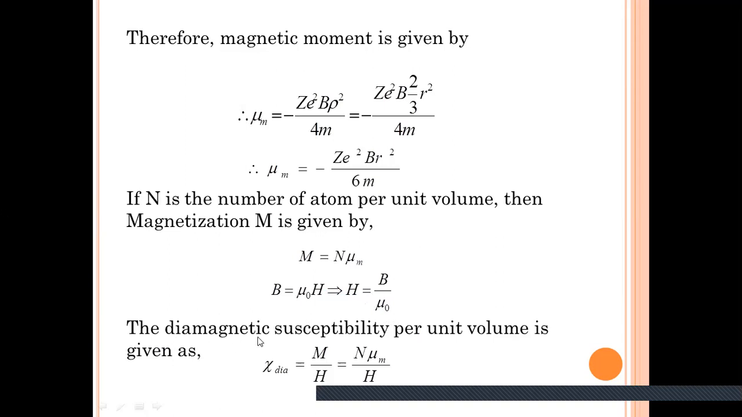The diamagnetic susceptibility per unit volume is given by psi equals M by H. Put the value of M here and put the value of H here. Then we get psi dia, that is the susceptibility of a diamagnetic material, equals N into mu m upon H.